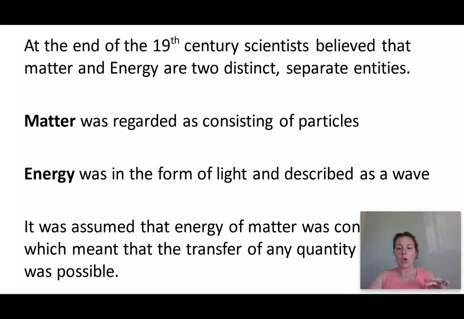Now, at the end of the 19th century, scientists believed that matter and energy are two very distinct, separate things. In fact, we've taught you this like my son in grade 3 has learned the difference between matter and energy. Matter is something that we regard as consisting of particles, something that takes up space, has a mass, has a volume. And energy was always described as being in the form of light and described as a wave, saying that it does not have a mass, it does not take up space.